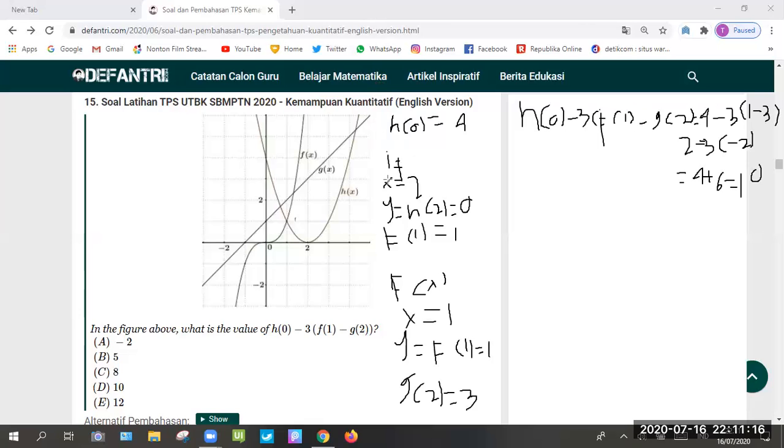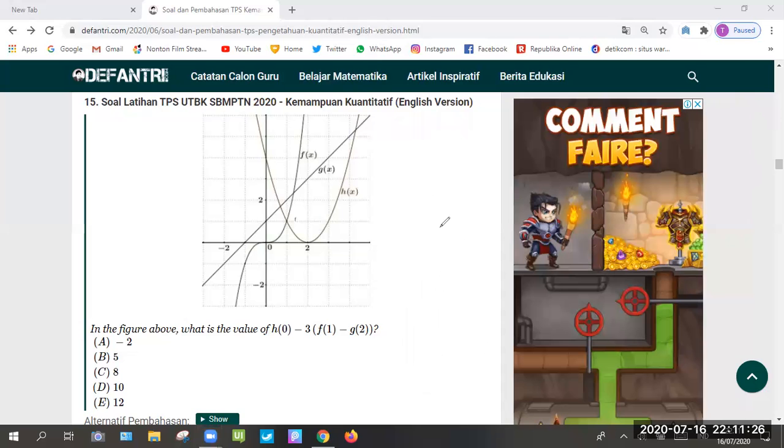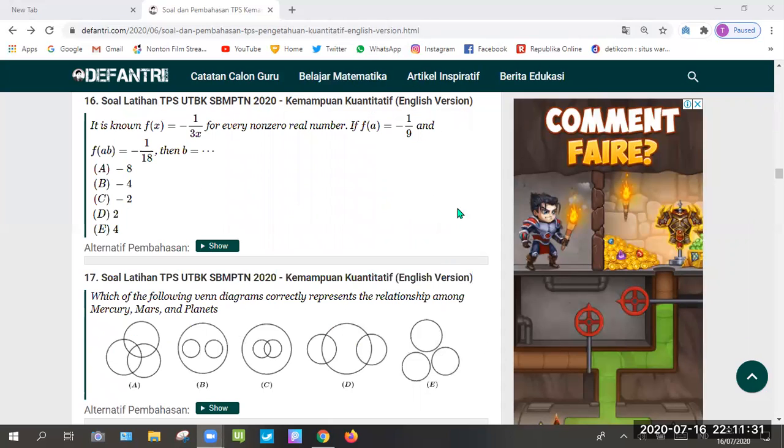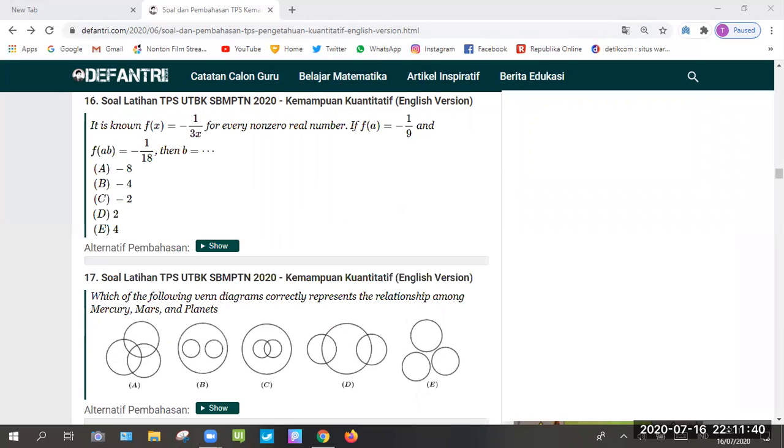And we're gonna continue to number 16, but first I'm gonna erase this first. Okay, and make another box here, number 16. So I'm gonna draw the box to cover this advertisement. And so we're gonna solve number 16.